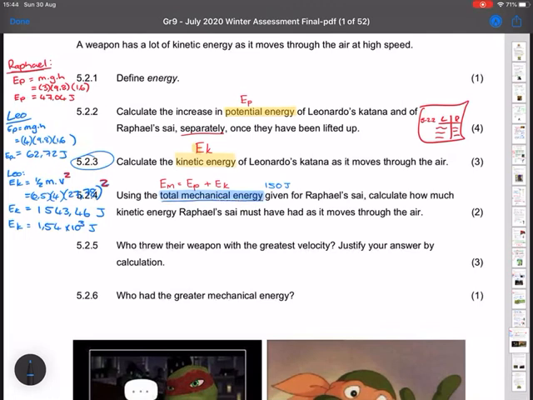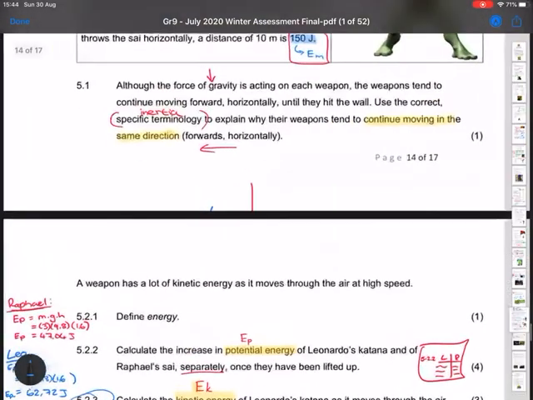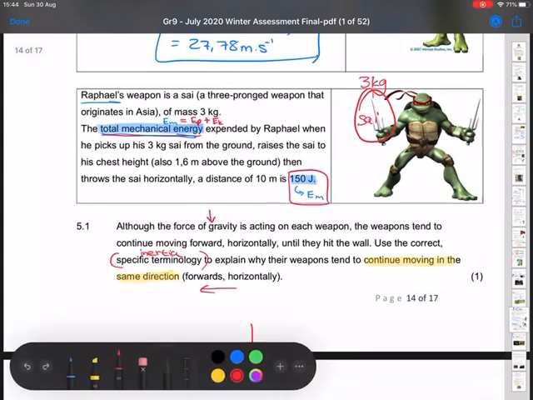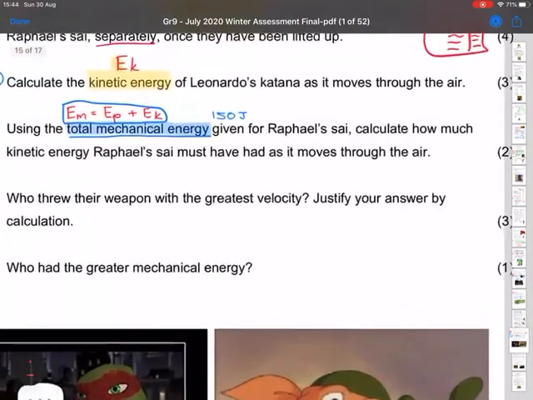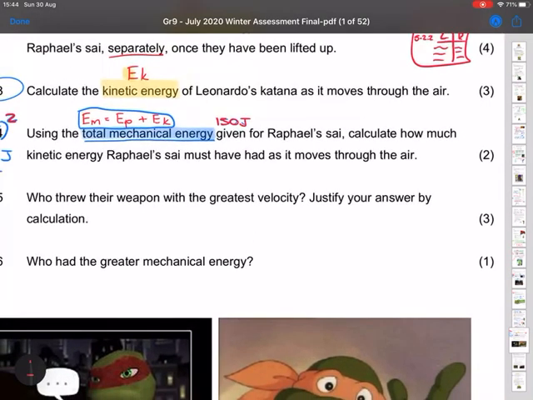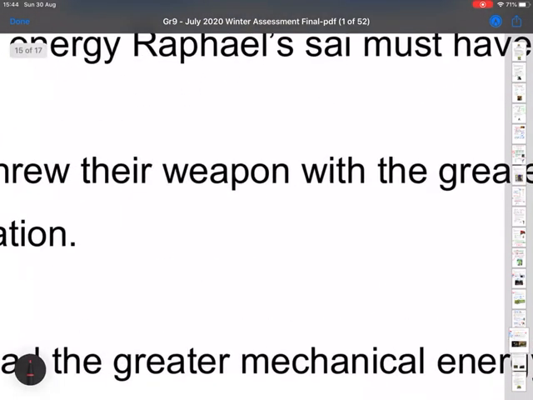Using the total mechanical energy, remember mechanical energy is potential plus kinetic. And you were told that that was 150 joules. There you go, there's Raphael's mechanical energy, 150 joules. And that was for Raphael. Okay, so using the total mechanical energy for Raphael's psi, so that was 150 joules, calculate how much kinetic energy Raphael's psi must have had as it moves through the air. So we've got mechanical energy equals EP plus EK.